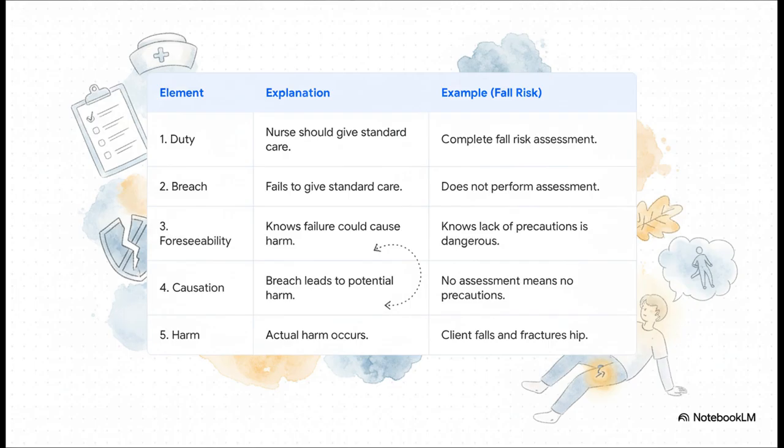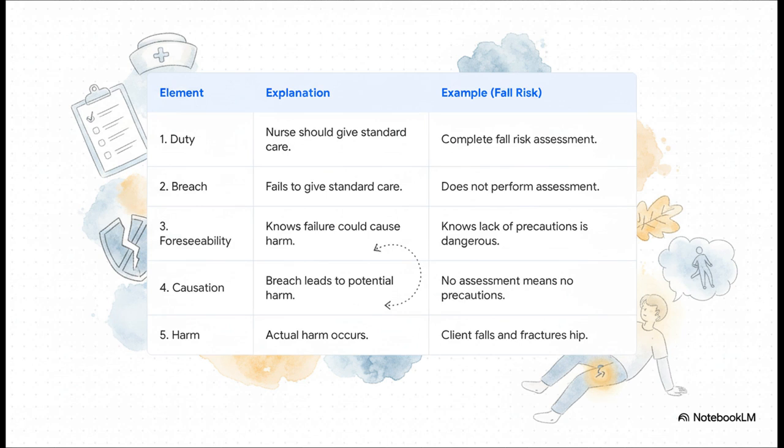Number 2, breach. You get busy, you forget, you just don't do the assessment. That's a breach of duty. 3, foreseeability. Should you have known that failing to do this could cause harm? Absolutely. It's foreseeable that a high-risk patient could fall. 4, causation. Because you didn't do the assessment, no fall precautions were put in place. Your breach led directly to that lack of safety measures.